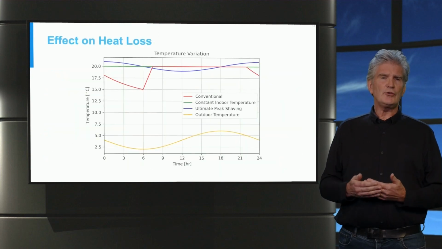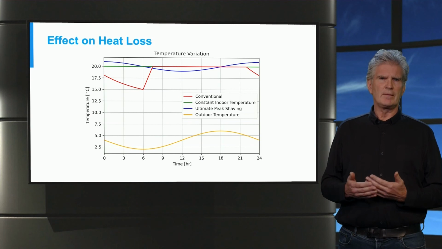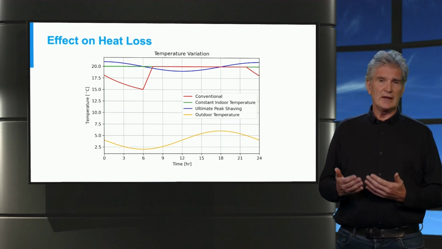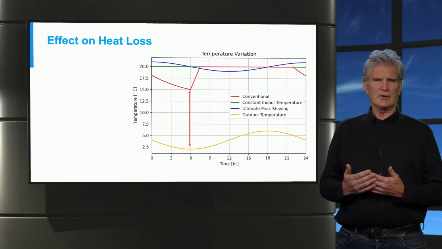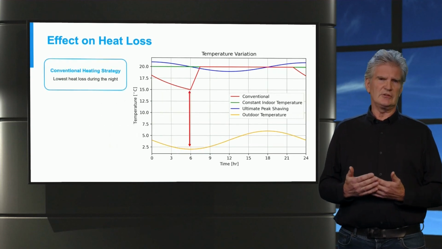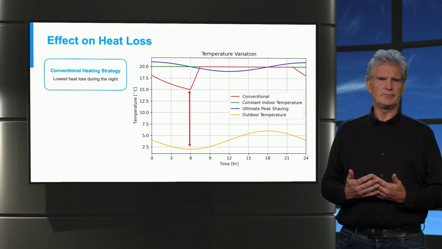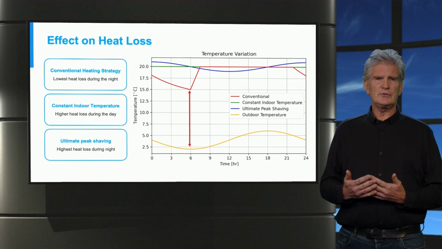The control strategy also has an influence on the heat losses. You can see in this graph that in the conventional strategy, on average, the temperature difference between indoor and outdoor is lower than for the other 2 strategies. And this temperature difference determines the average heat losses. From this, we can conclude that the conventional strategy has the lowest heat losses and the lowest average energy demand.